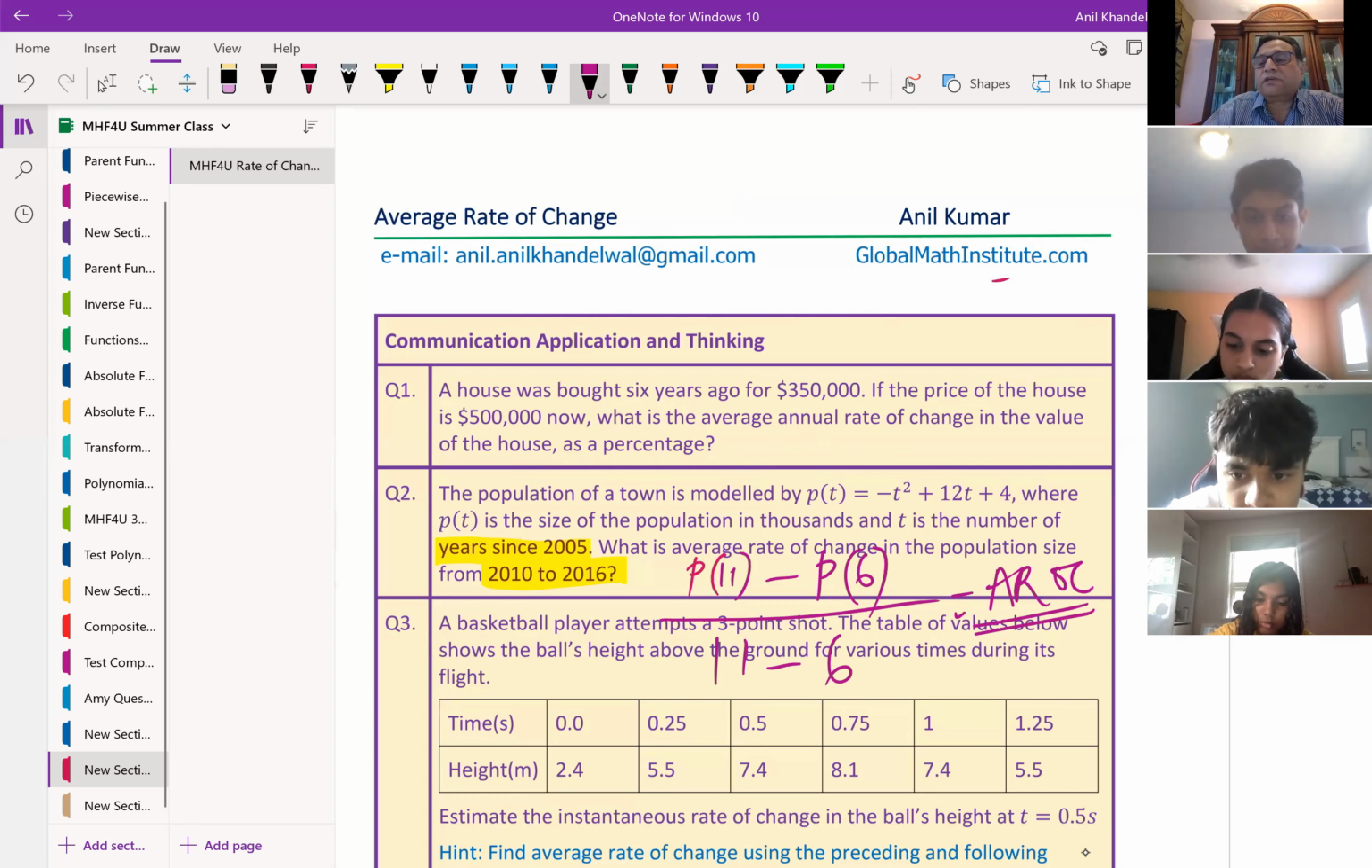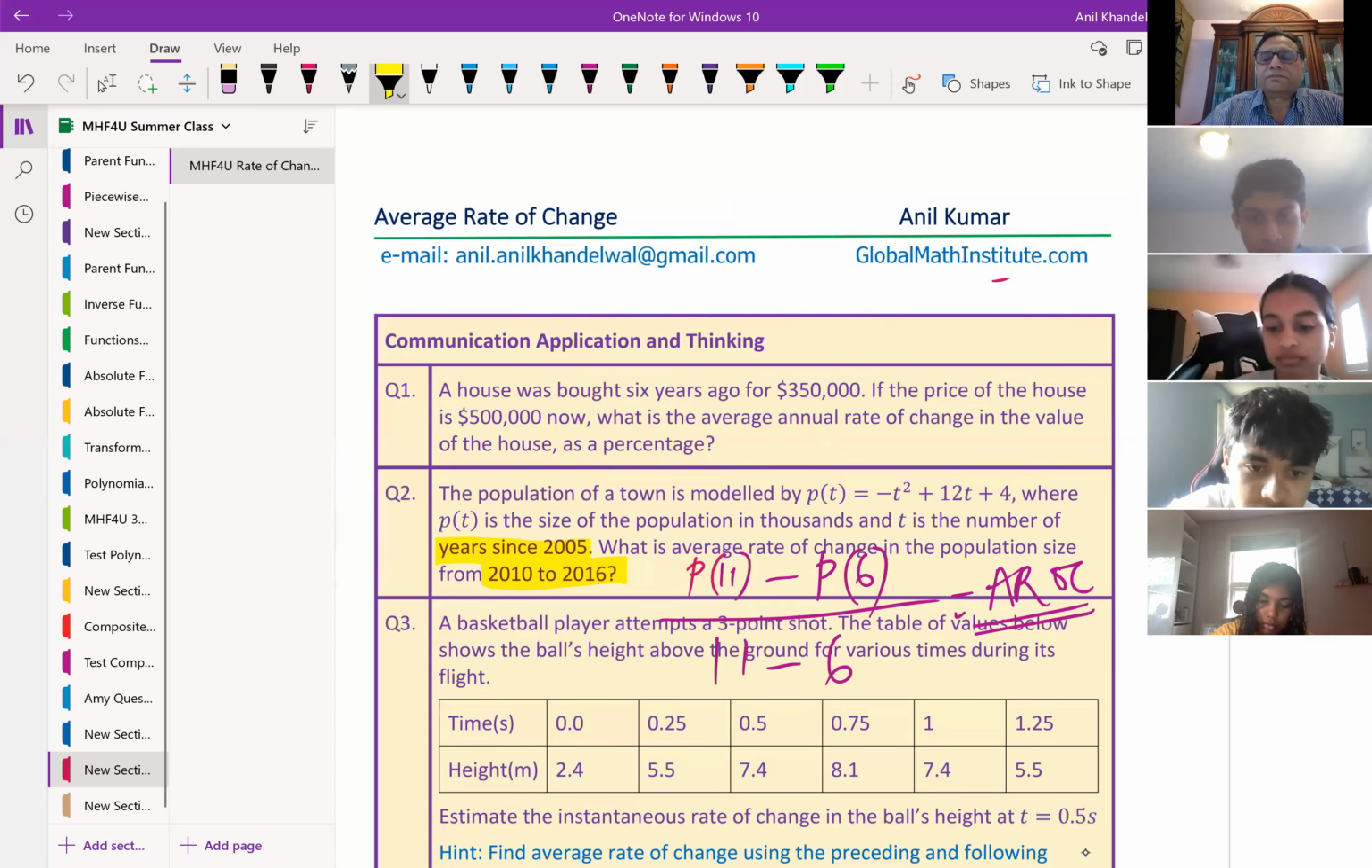What will be the answer when you write in words? You have to write your answer in words. What will be the population? Will it be this number or what? Read the question once again. What is the average rate of change in the population size from 2010 to 2016? What will be the answer?